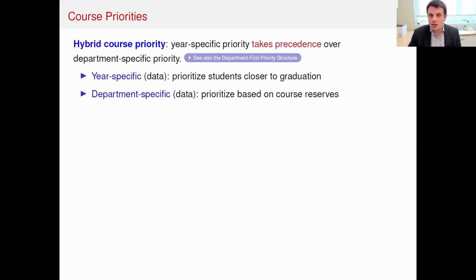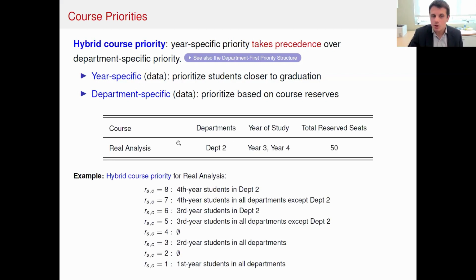How do we create the priorities? Well, we call it a hybrid course priority structure. There is always a year-specific priority. As I mentioned in the beginning, in all universities senior students choose earlier, so they have a higher priority. And there is a department-specific priority that is based on the course reserves. So, for example, for this real analysis, we have Department 2, year 3 and 4, and 50 course seats.